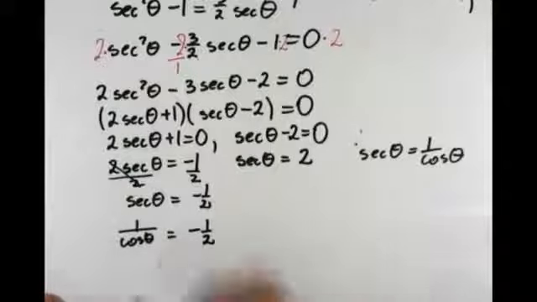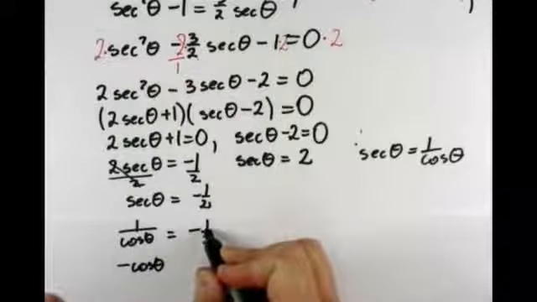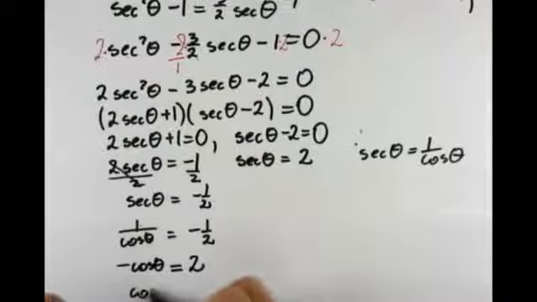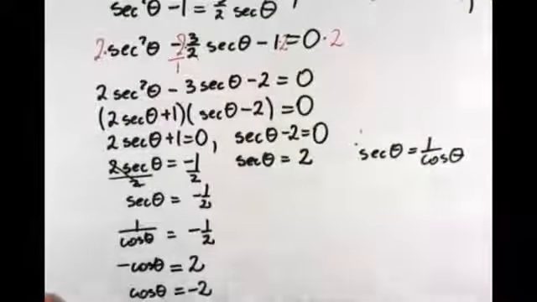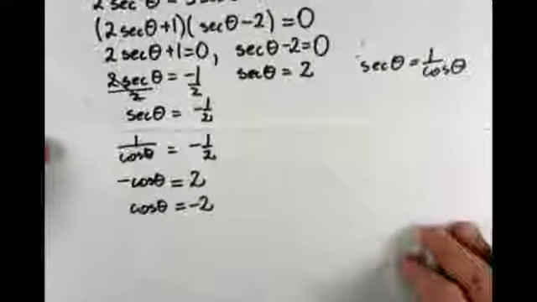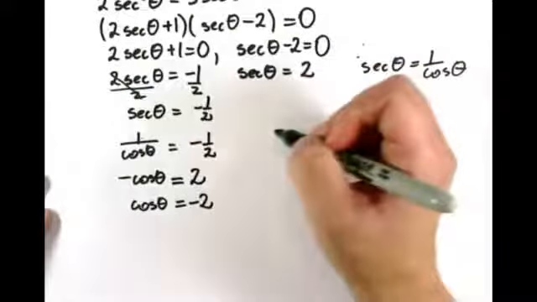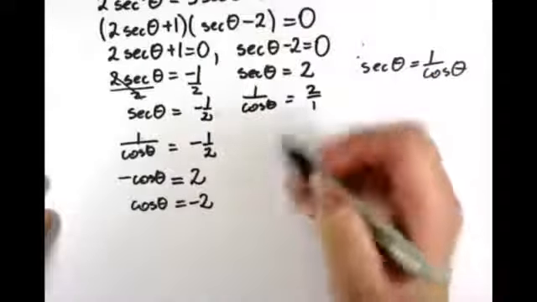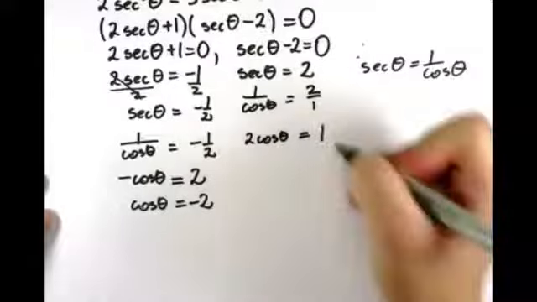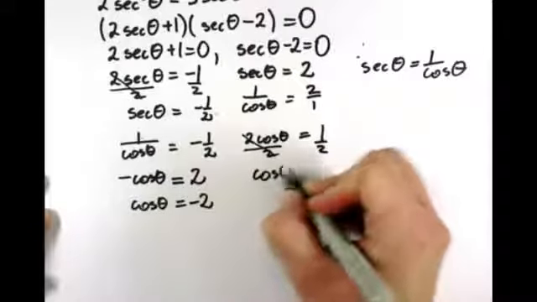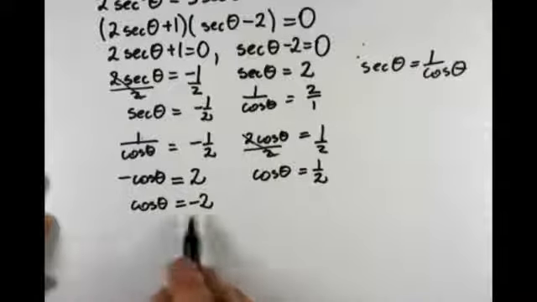So if I cross-multiply, I'm getting minus 1 times cos is minus cos theta, is equal to 1 times 2 is 2, divide by minus 1, so cos theta is minus 2. And the same situation I'm getting from here. So I have 1 over cos theta is equal to 2 over 1. I cross multiply. So I have 2 cos theta is equal to 1, divide by 2. So cos theta is 1/2. And cos theta is equal to minus 2.